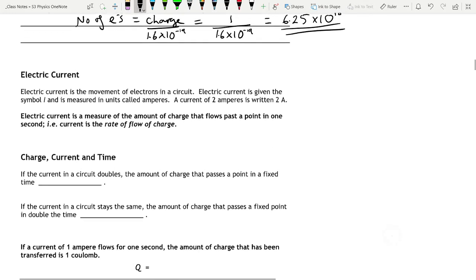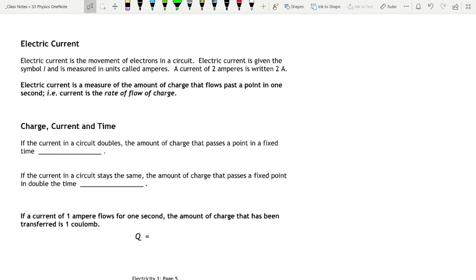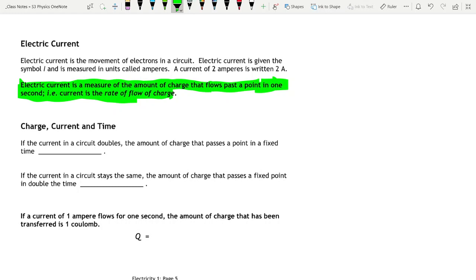Electric current is a measure of the amount of charge that flows past a point in 1 second. So it's the rate of flow of charge. That's really important, definitions. National 5 do like to ask about definitions, especially in the multiple choice section. So remember that.